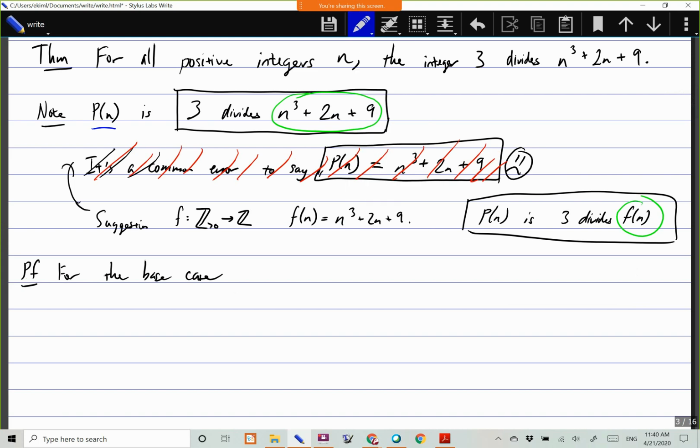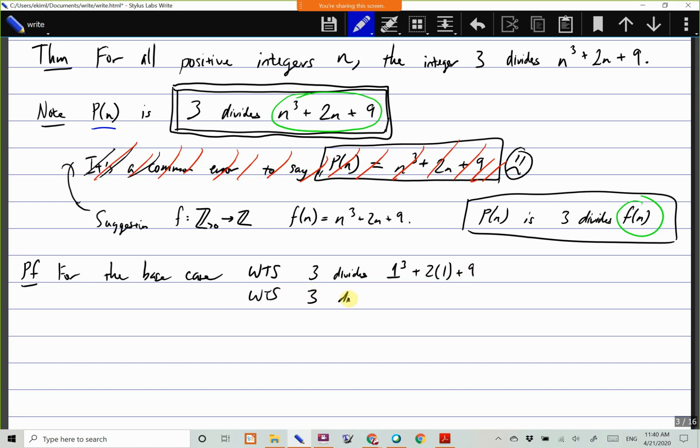So for the base case, we need to prove P of 1, right? Take a look at this box up here. We want to show that 3 divides, well, let's just plug in 1 for all the n's: 1 cubed plus 2 times 1 plus 9. In other words, we want to show that 3 divides 1 plus 2 plus 9.